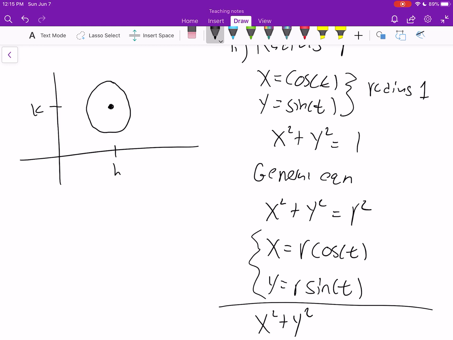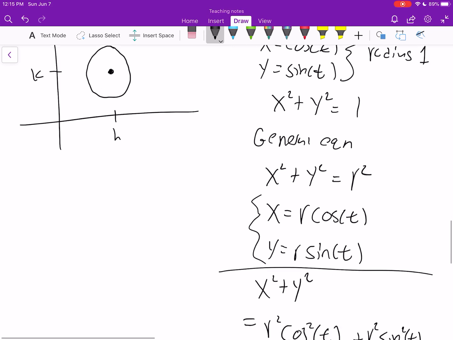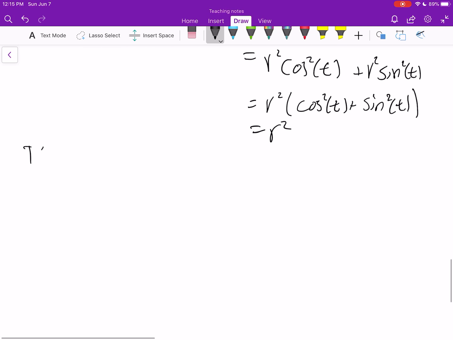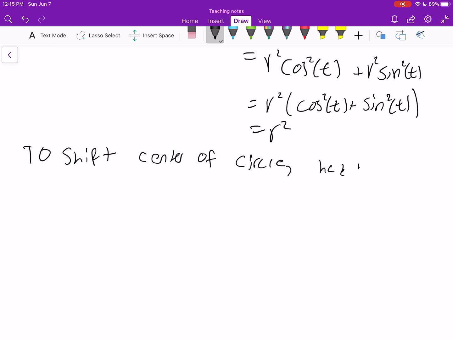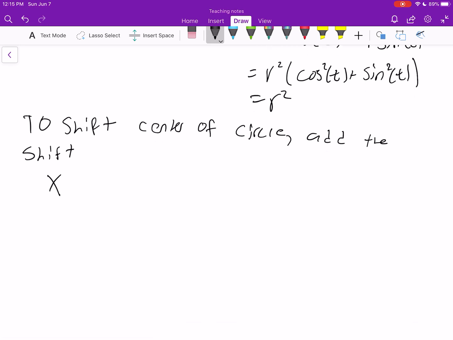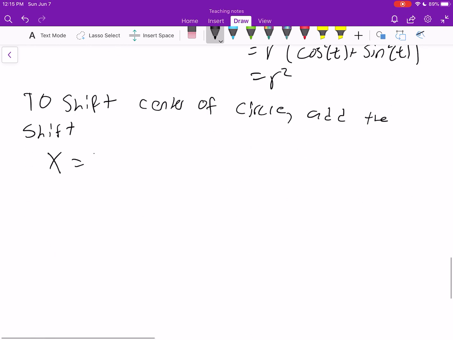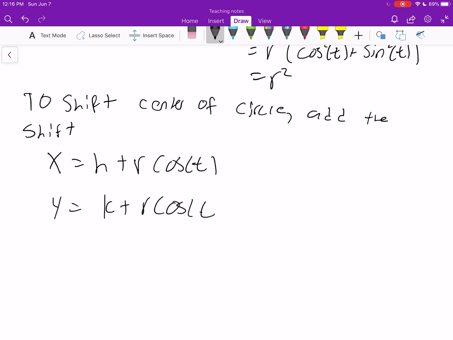Now if I want to change the center of the circle, so I want to go from x equals 0 to x equals h, I can do that just by adding h. So to shift the center of the circle, you're just going to add the shift. What that means is, if I want the x coordinate to be centered at h, I'm just going to make this h plus r cosine of t. And the same thing in the y direction, I'm going to do k plus r sine of t. And these will be my parametric equations for the circle centered at h, k with radius r.